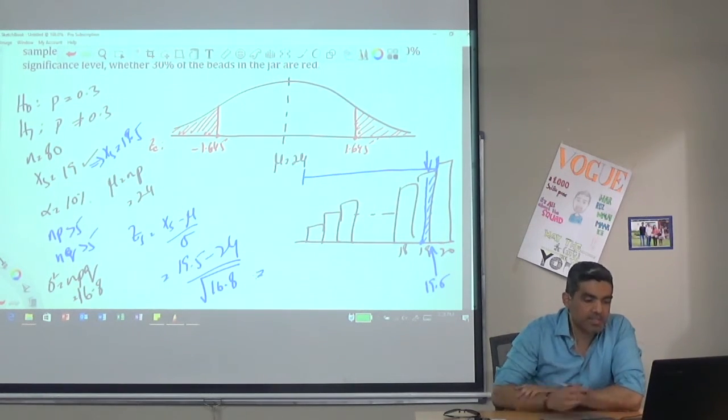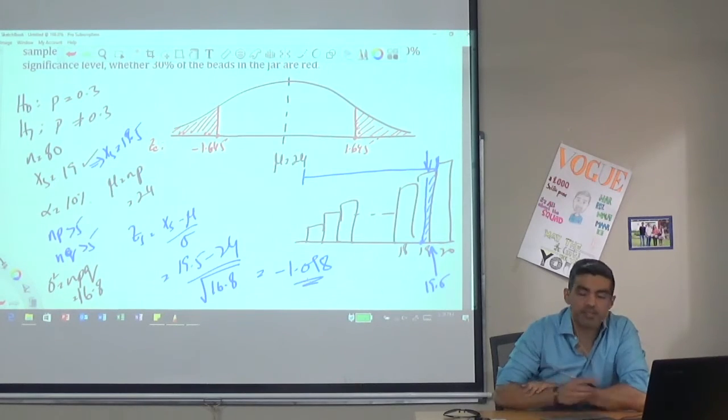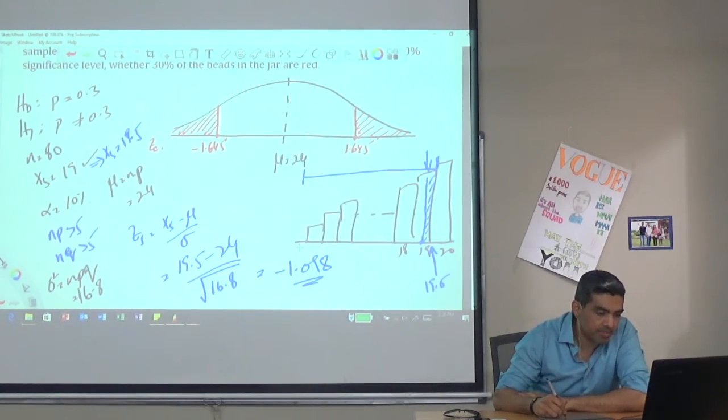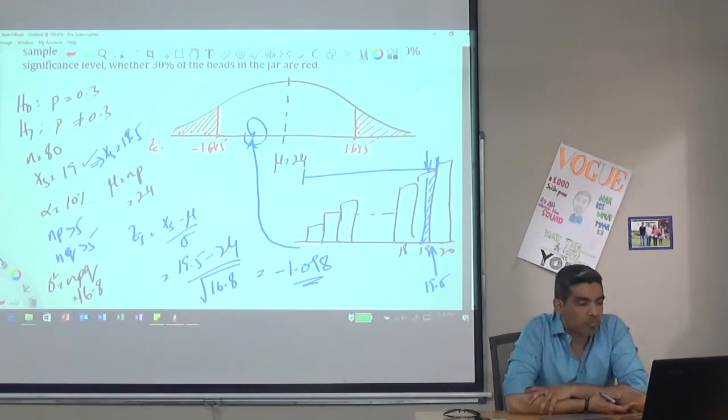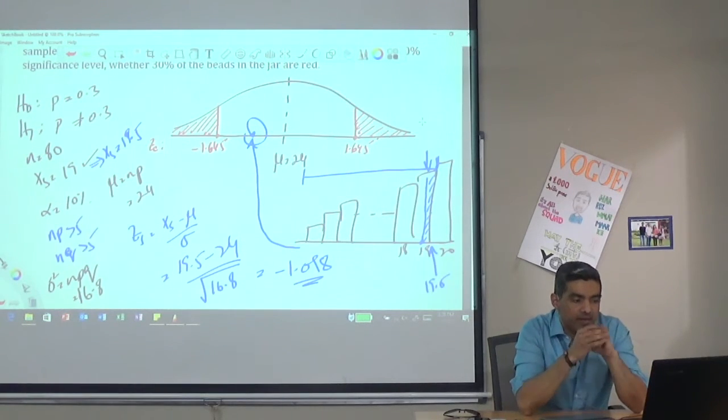What is the Z statistic? Minus 1.098. I believe we are very much in the acceptance region. So we accept H0, and we say yes, the red beads in the jar are around 30%.